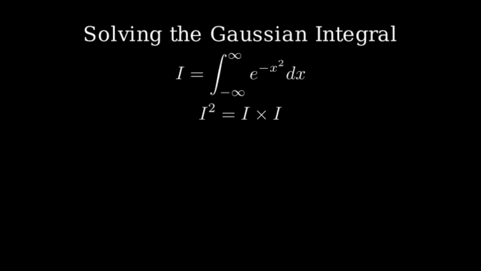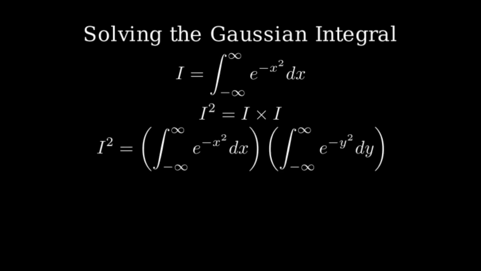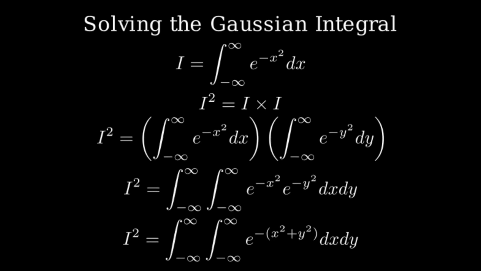We square the integral. This means multiplying the integral by itself. Since the variable of integration is just a dummy variable, we can write the second integral using y instead of x. Now, we can combine these two independent integrals into a double integral over the entire xy plane. The integrand becomes e to the power of negative x squared times e to the power of negative y squared, which simplifies to e to the power of negative (x squared plus y squared). The differential element becomes dx dy.